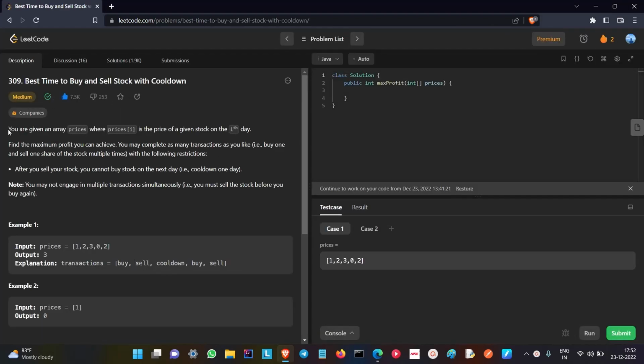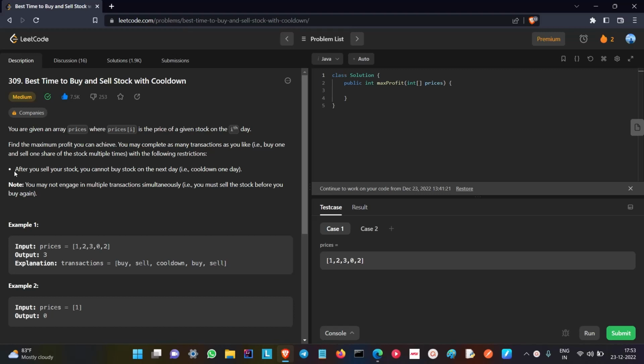So the problem statement is, you are given an array prices where prices of i is the price of a given stock on the ith day. Find the maximum profit you can achieve. You may complete as many transactions as you like, such as buy one and sell one share of stock multiple times, with the following restriction. The restriction is, after you sell your stock, you cannot buy stock on the next day. That's it. There's a cooldown of 1 day.